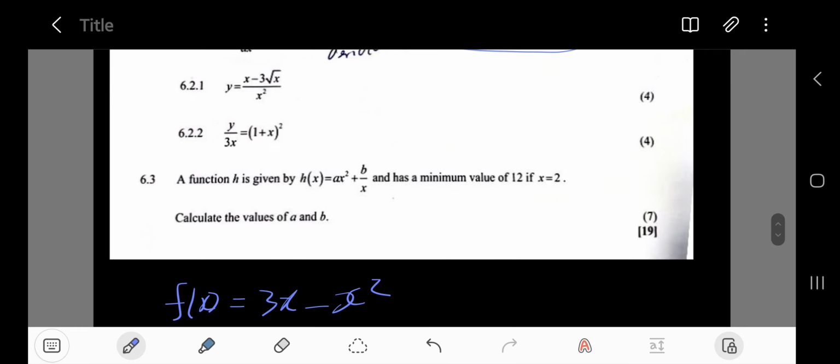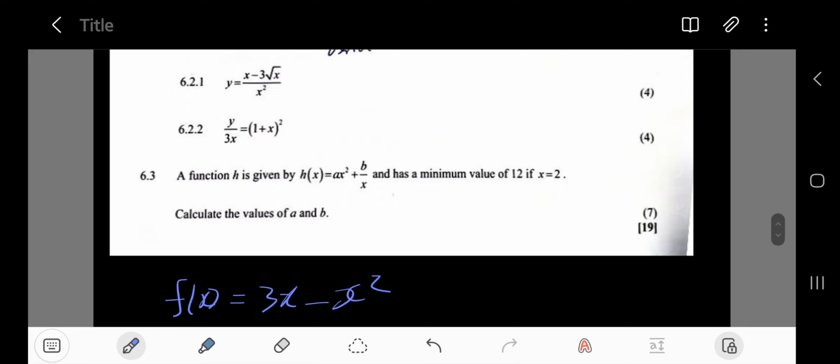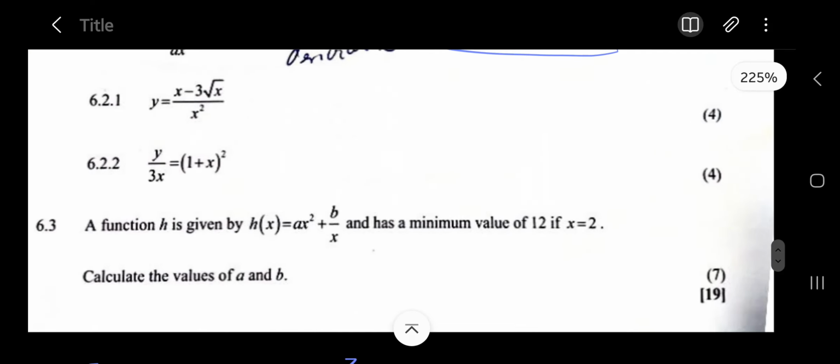Okay, so a 7-mark question. They tell us that a function h is given by h of x is equal to ax squared plus b over x, and has a minimum value of 12 if x is equal to 2.